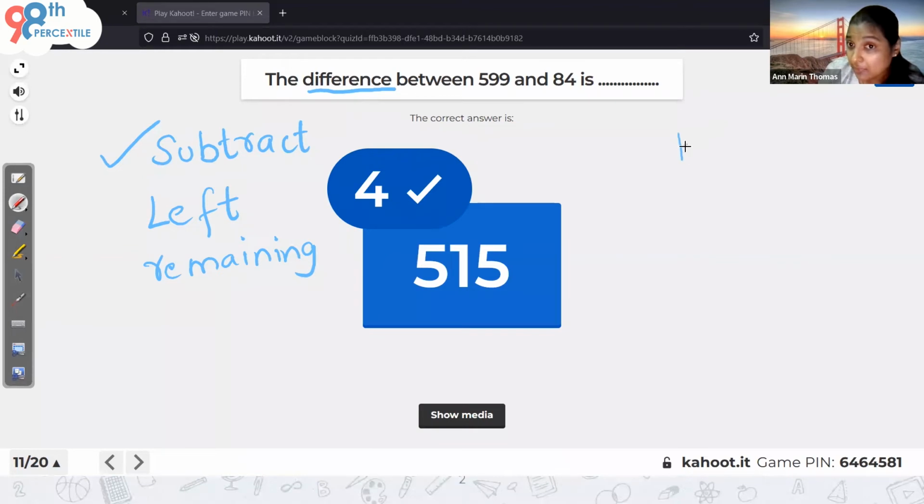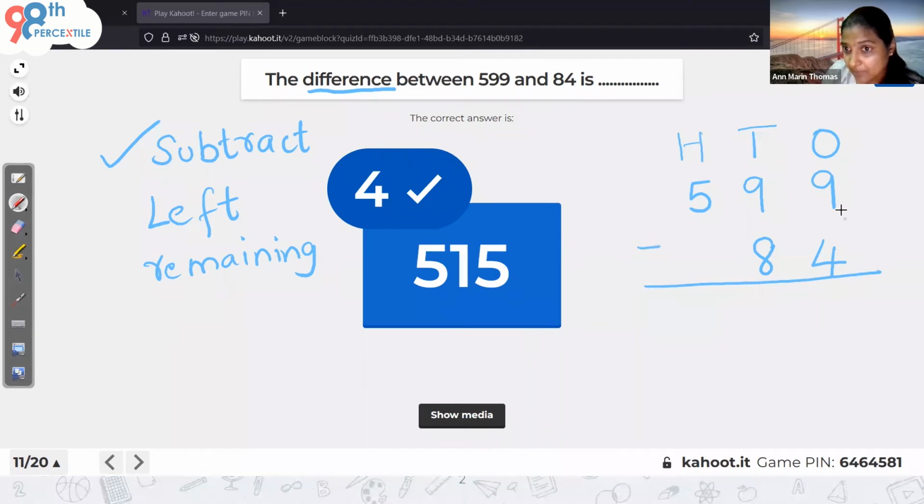Again, be very careful with placing the numbers. So I'm just writing it here. Hundreds, tens, and ones. So I have 599. My first number is 599. I place 5 in hundreds place, 9 in tens place, and 9 in ones place. Now next I go for 84. I have 8 in tens place and 4 in ones place. All right. Can I subtract now?